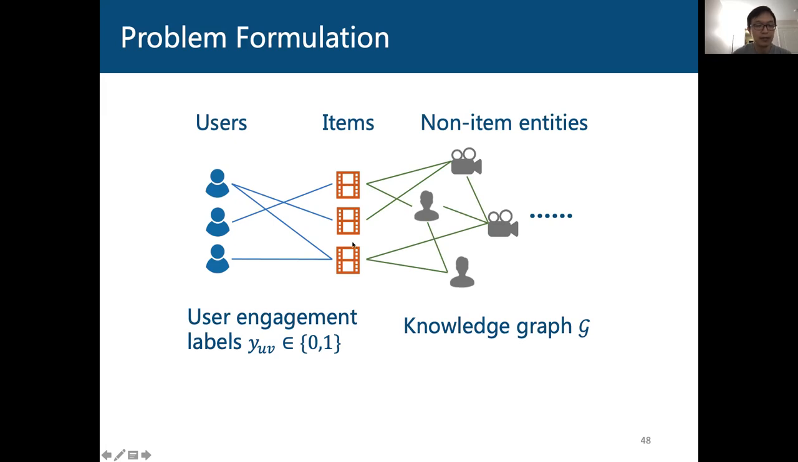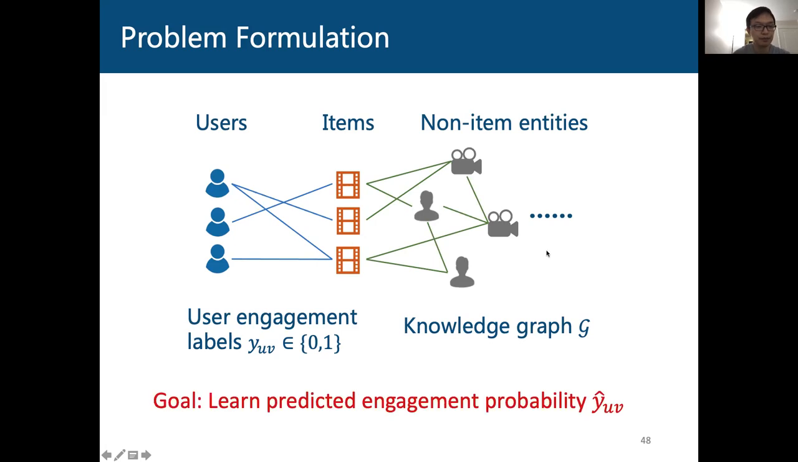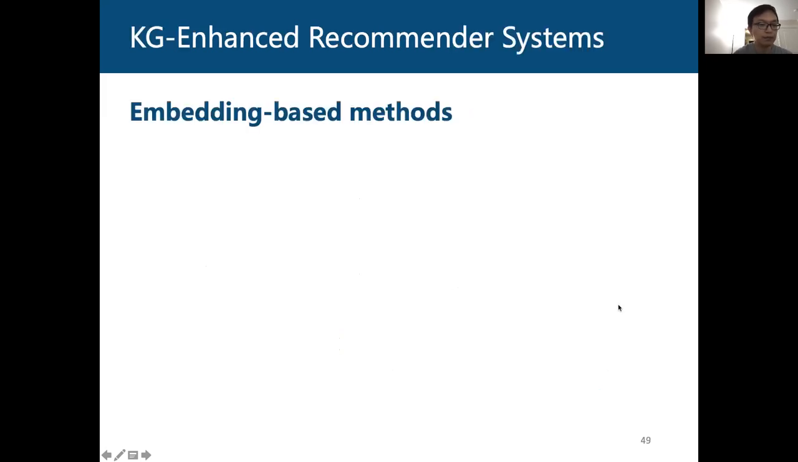So this item set is a subset of the entity set. Given these user engagement labels and this knowledge graph, we aim to predict whether user U has a potential interest in item V. So our goal is to predict this y_UV hat. And here the hat means that this is a predicted value.